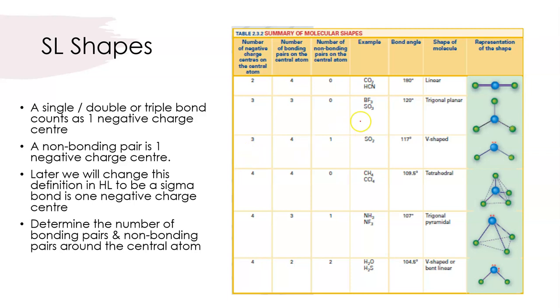But just remember that with the bond angles, the greater the number of lone pairs on that central atom, the more it's going to influence your bond angle. So if we have a V-shaped molecule like SO2, where there is one lone pair, the bond angle will be just under 120 because of the influence of the lone pair at 117 degrees. Whereas if we have two lone pairs on that V-shaped molecule, then it's going to be at about 104.5.